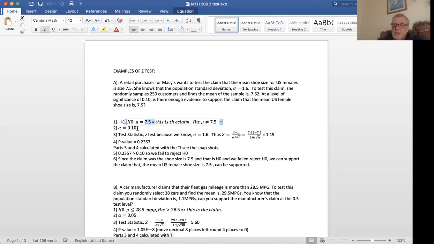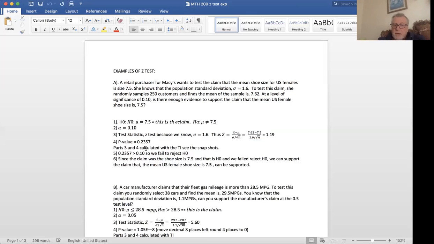Now in my 6 steps that I typically use, I list the level of significance in part 2 so we remember it. In parts 3 and 4, we calculate the test statistic. We're going to use a Z-test because we know the population standard deviation. That's the thing that makes you use a Z-test versus another test. And the formula is x bar minus the hypothesized mean, which is 7.5, over the standard error, which is the population standard deviation divided by the square root of n that we saw back in the chapter that dealt with the central limit theorem. And then we also calculate the p-value in step 4.